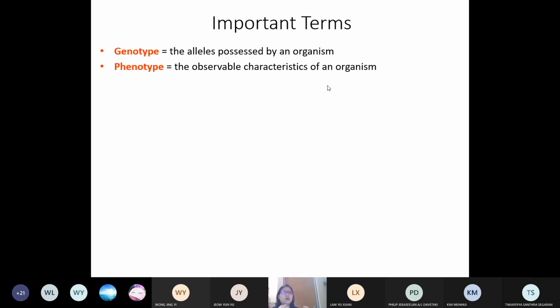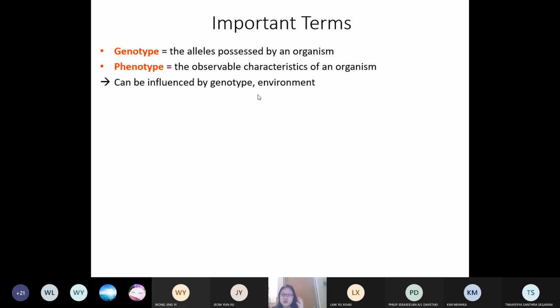So I may have the brown hair allele. For example, I have black hair. Black hair allele, and that would be my genotype. My phenotype is that I have black hair. I can see the black hair, right? It's an appearance. So genotype and phenotype.